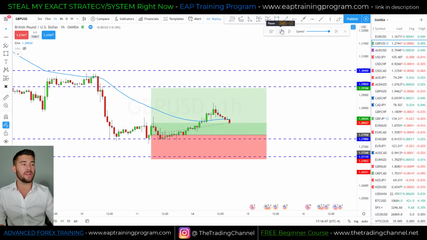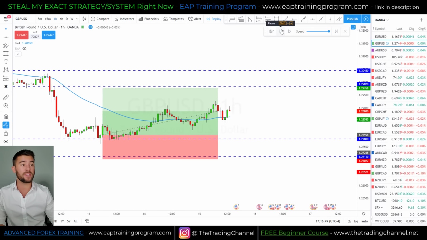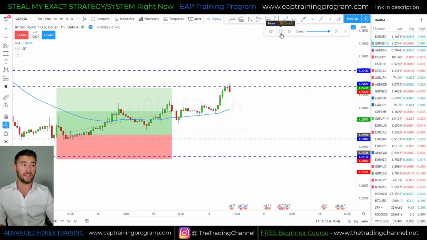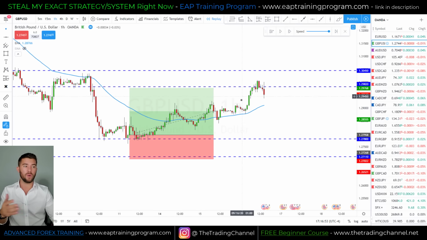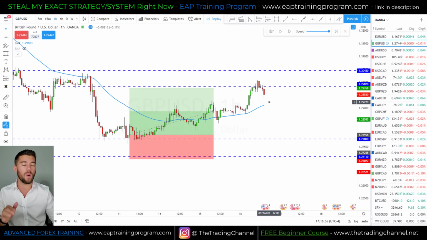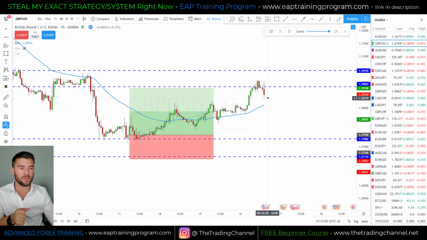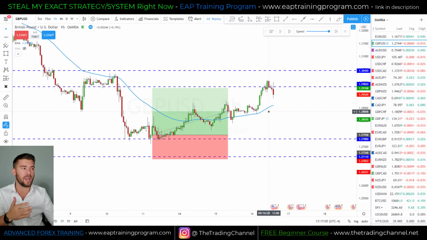Messing around a bit and then finally pushing up until eventually maybe hitting our target. So this market pushed up, hit the target quite easily, although it was a long period of time. If you're a day trader, you probably wouldn't want to wait around for this. But personally, I'm a swing trader, so it was fine to stay in this trade for a couple of days.